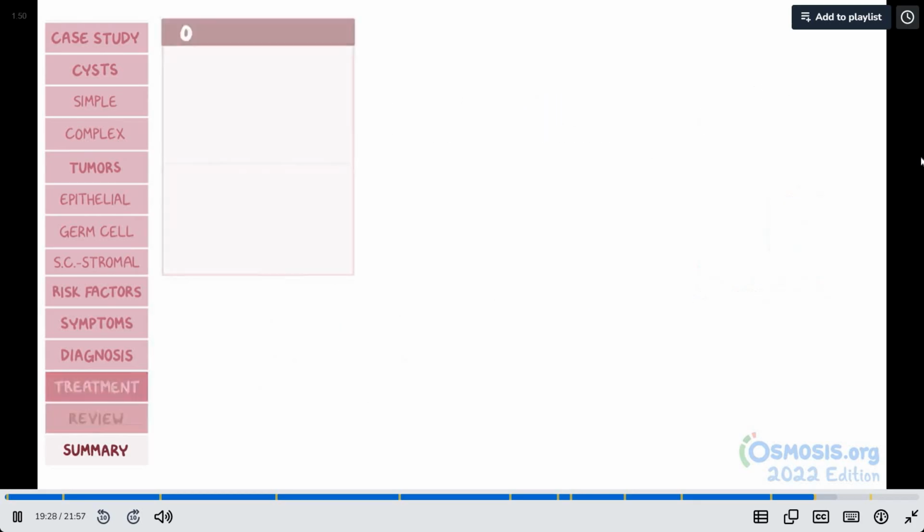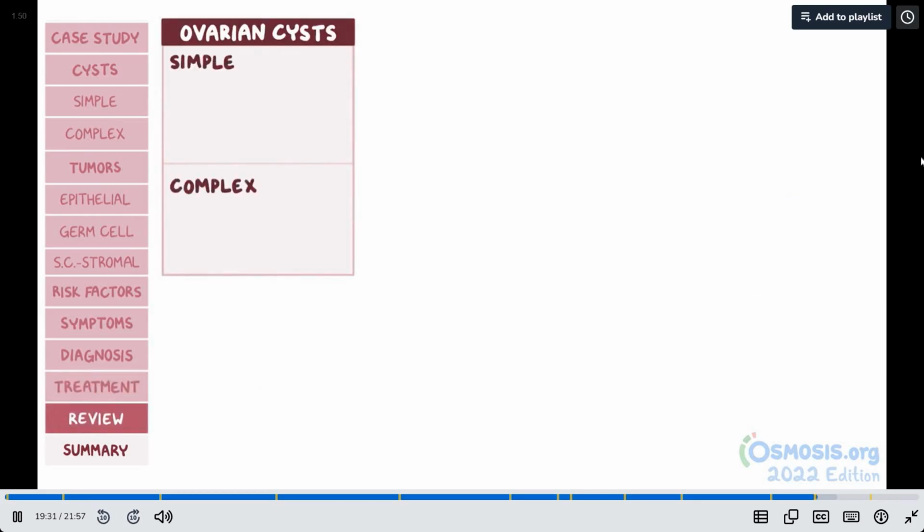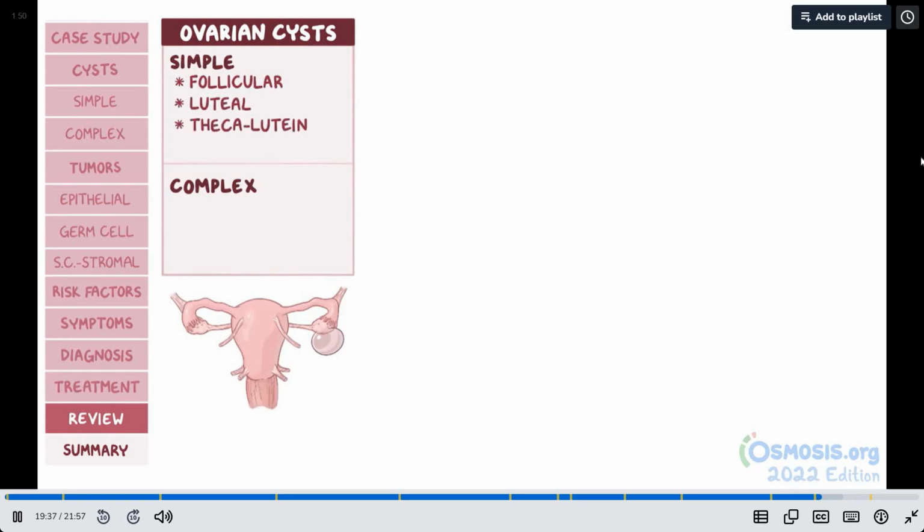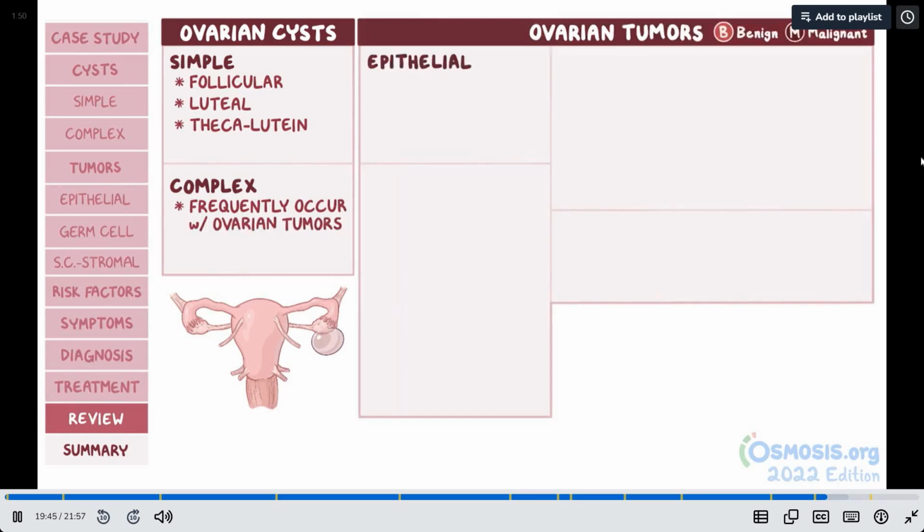Alright, as a quick recap. Ovarian cysts can broadly be grouped as simple and complex cysts. Simple cysts include follicular cysts, luteal cysts, and theca-lutein cysts. Complex cysts frequently occur with ovarian tumors. The most common type of ovarian tumors are epithelial tumors, which can be serous, mucinous, endometrioid, and transitional.